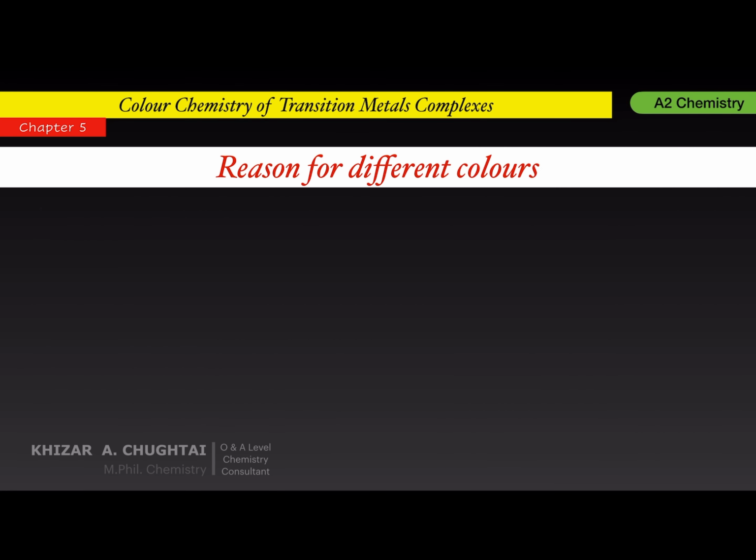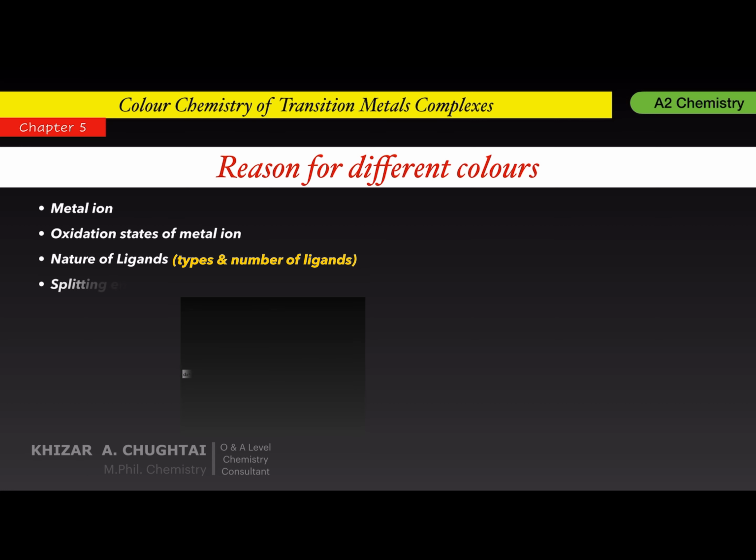Now the next question is, what is the reason for the different colors? Why do different complexes make different colors? Number one, if they have different metal ions, the color will be different. Due to a different oxidation state of the metal ion, the color will be different. If they have a different nature of ligand, different types of ligands, the color will be different. And all these factors are going to change the splitting energy gap, the splitting energy value between the two energy levels.